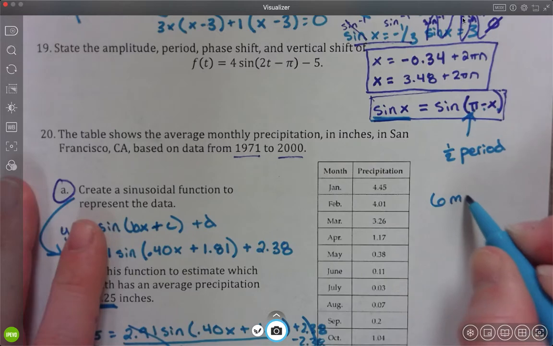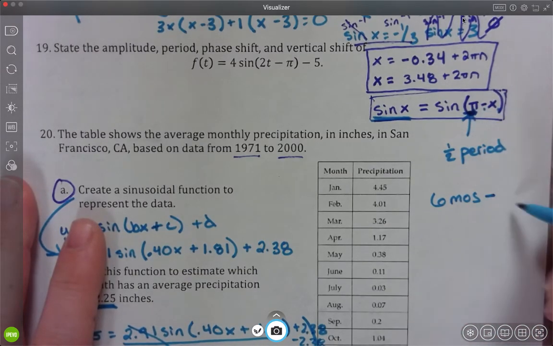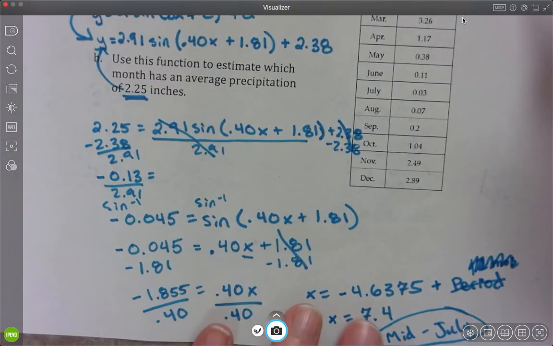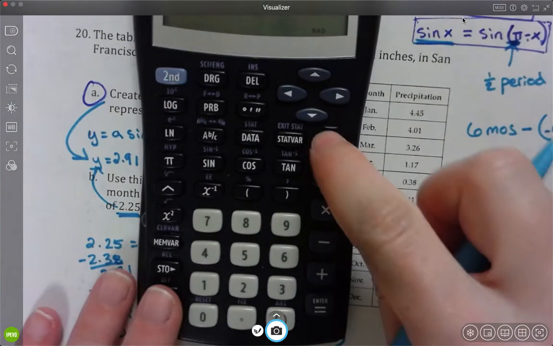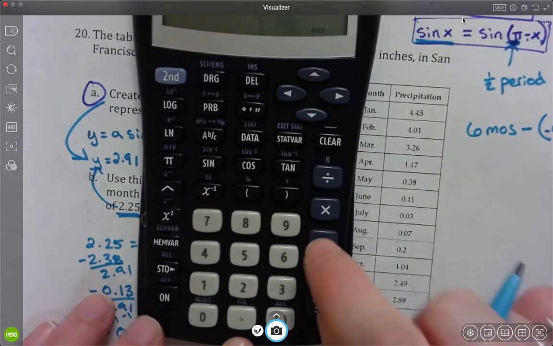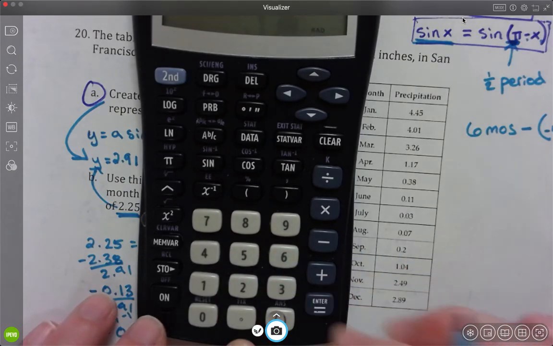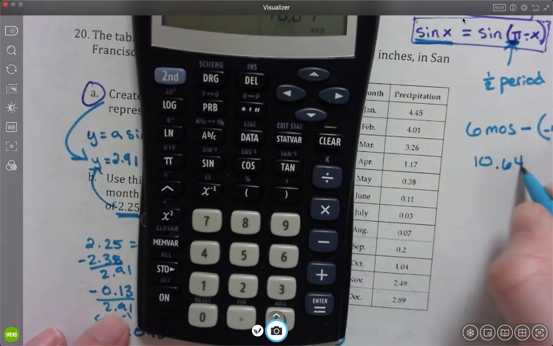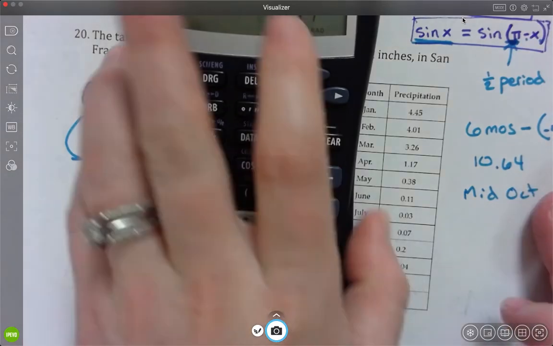So I need to take 6 months, which would be normally pi, and subtract what we got for our x. This is going to make it a little bit easier. So 6 months minus a negative 4.64. Let's do that instead. 6 minus a negative 4.64. And that will give me month 10.64, which is mid-October. Okay, so that seems a little bit more accurate.